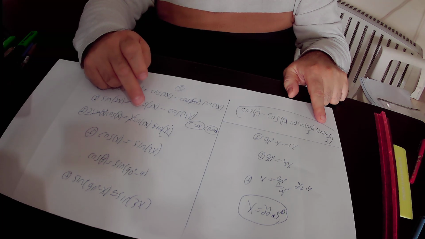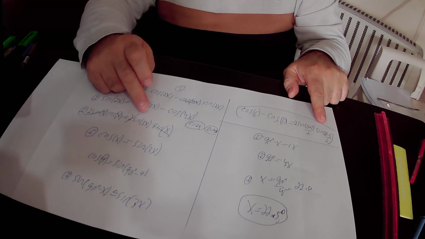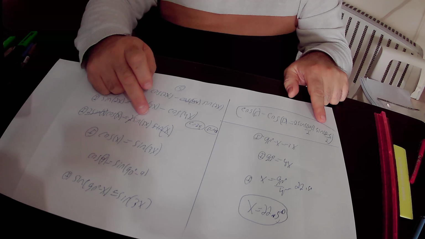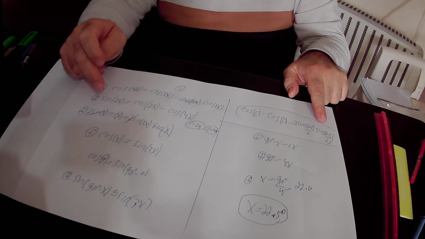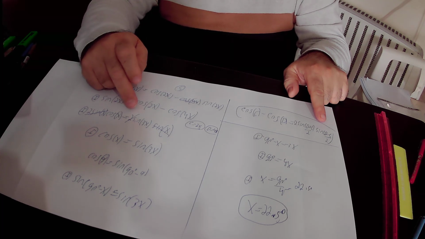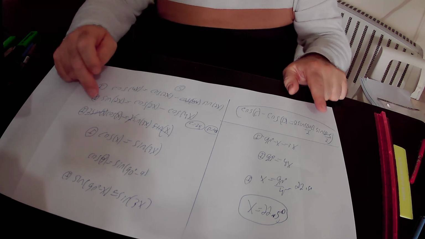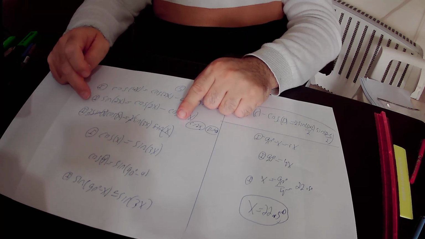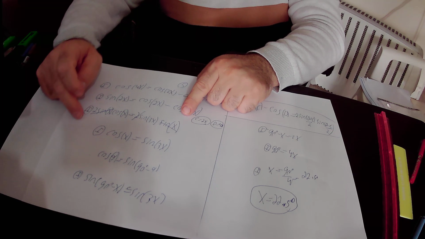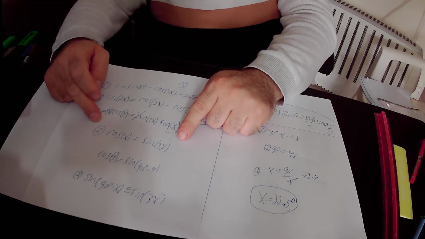D minus C is 4x minus 2x, that is to say 2x. 2x over 2 is x. So in conclusion we got that 2 sine x cosine x equals 2 sine 3x sine x. We divided this equation number 1 by 2 sine x, and we got that cosine x equals sine 3x.